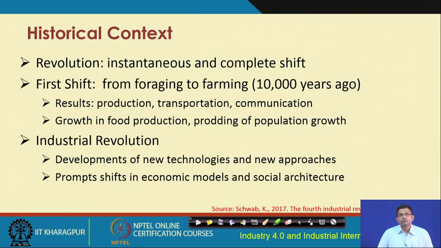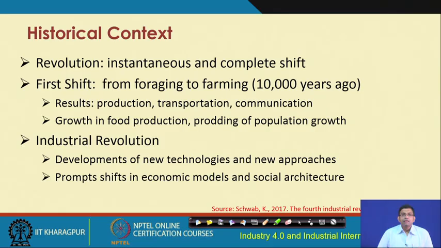So, the result of this transformation from foraging to farming was that there was increased production, increased communication between different humans and so on. So, there was growth of food production as the population growth increased. And this we are talking about more than 10,000 years back.